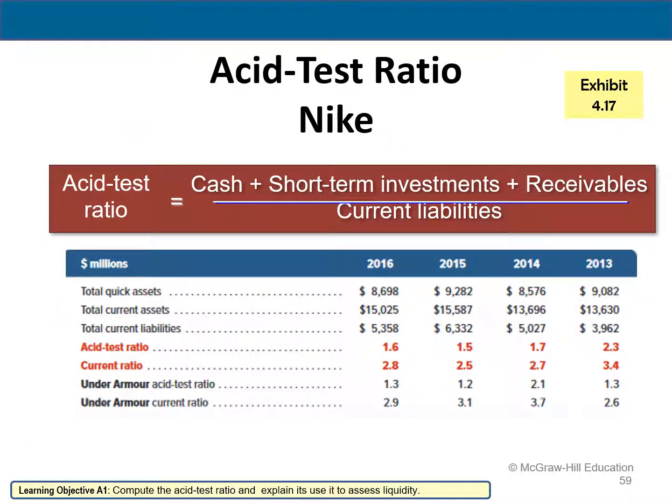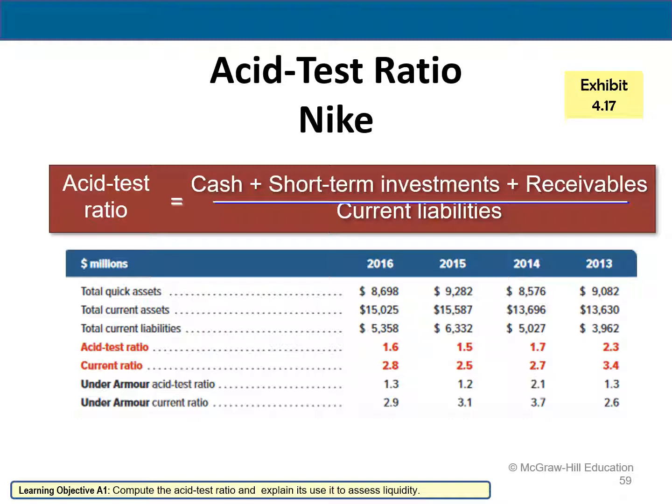So if we were to look at the acid test ratio for Nike, it looks like they're above 1 in all of the years, although the trend is somewhat downward. Compared to Under Armour, in 13 they were way better than Under Armour by a whole point. In 14, Under Armour was 2.1, they were 1.7, so they were a little behind them. But then in 2015 and 16, they were also ahead.